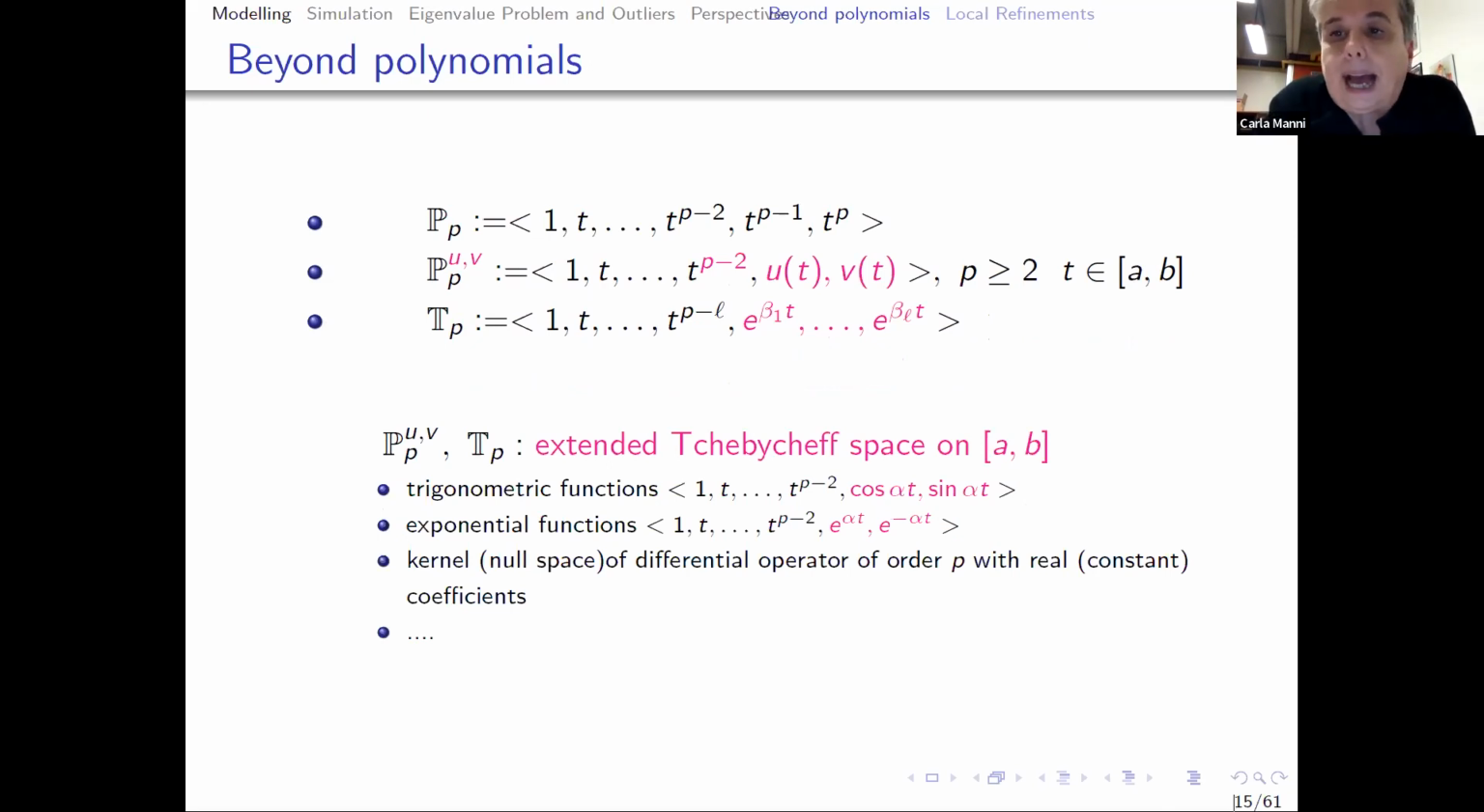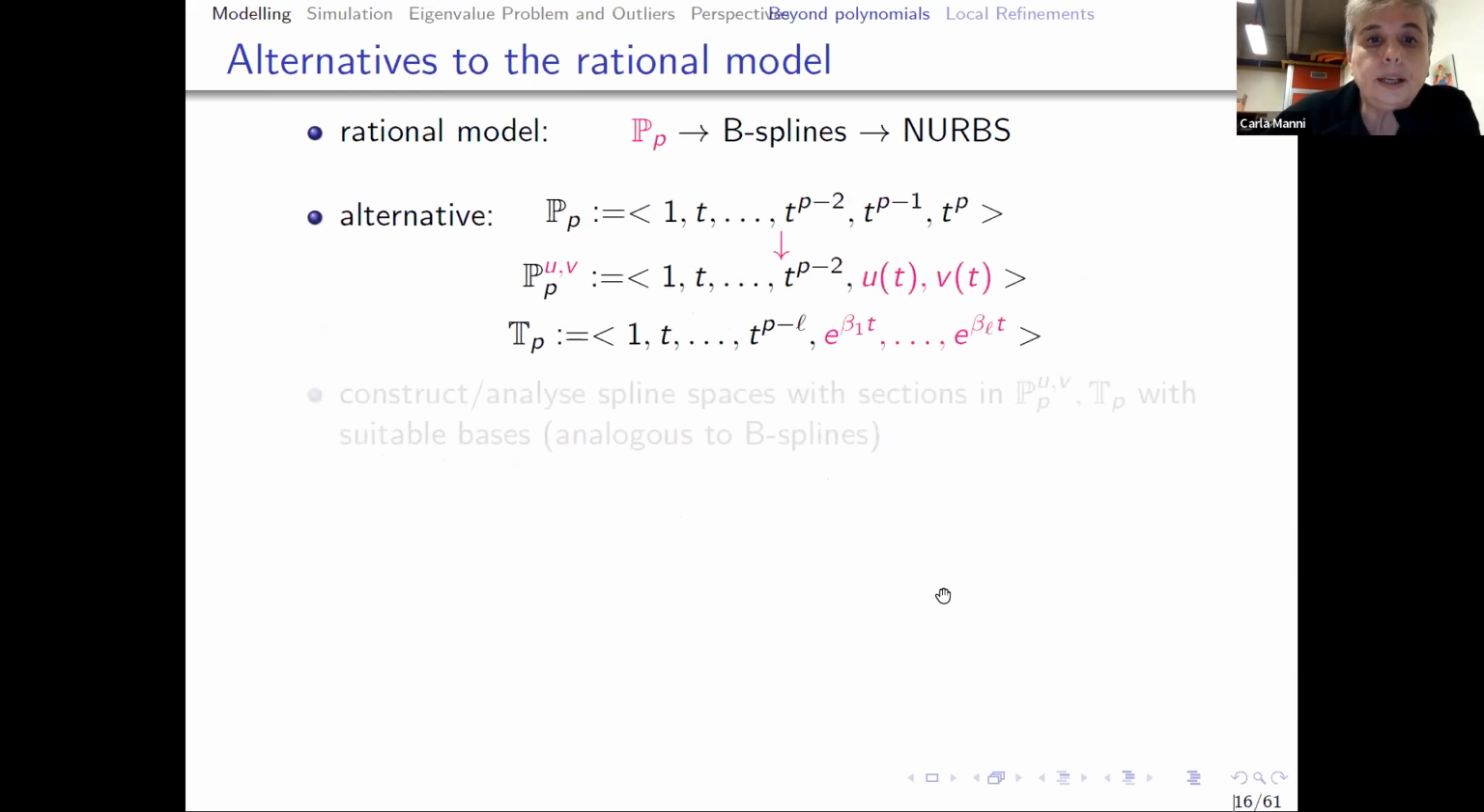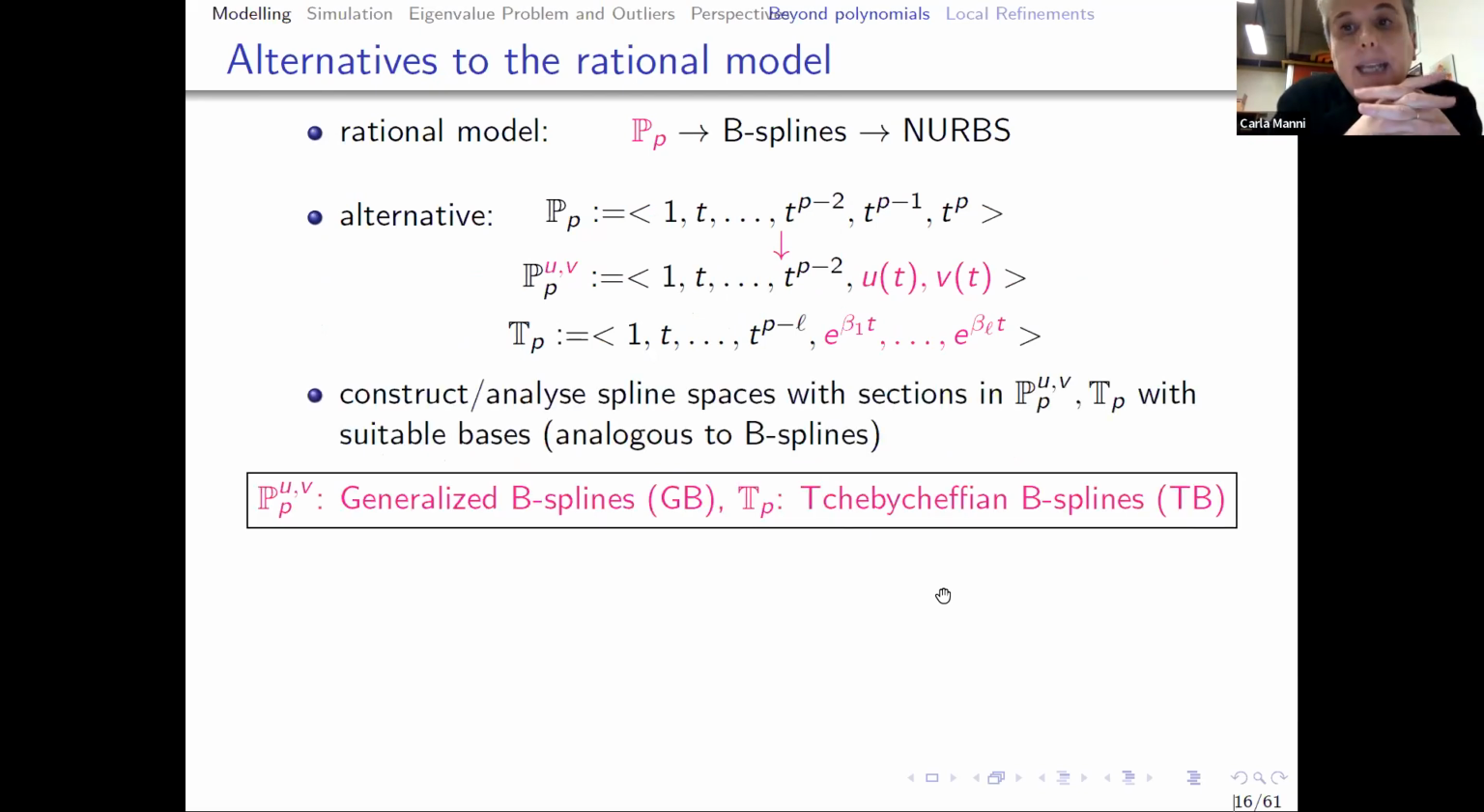Here we want to consider spaces which are extended Tchebycheff spaces on a given interval [a,b]. What this term means is that these are spaces of dimension p plus one of smooth functions, and any non-zero element has at most p zeros in the interval, counting multiplicity. Here you have some examples, and there are many more, but an important case is the kernel, the null space, of differential operators with real constant coefficients of order p. So the idea is to use these more general spaces to replace the rational model.